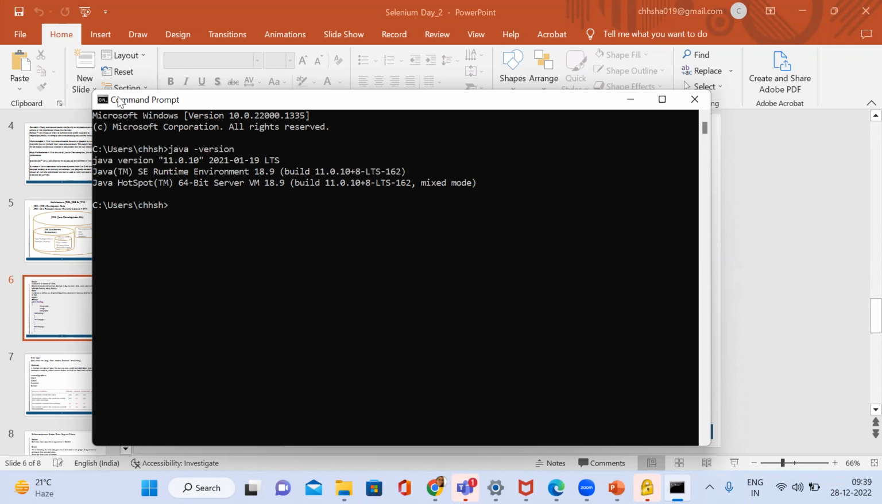So what you will do, you will just have to run java hyphen version. So here you see, I have Java version as 11. 11 version I have in my system.